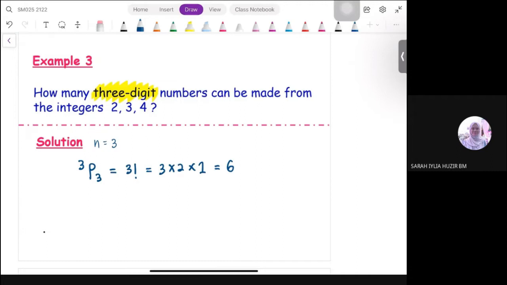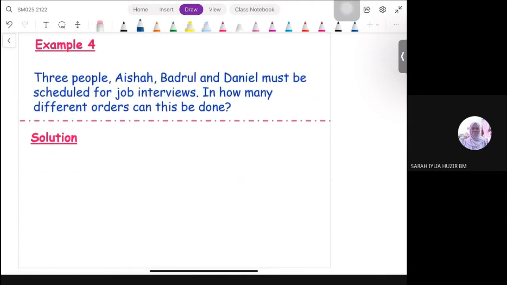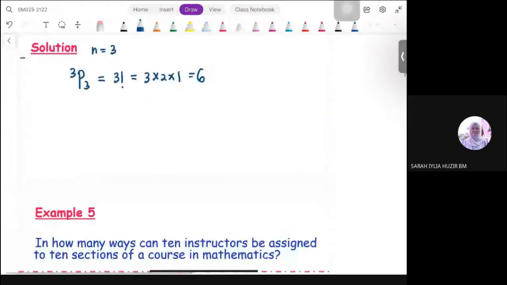Okay, so next one. We have 3 different people, Aisyah, Badrul, and Daniel, who must be scheduled for a job interview. In how many different orders can this be done? So our keyword here is different orders. Means arrangement once again is important. Since we have 3 different people, our n is 3. Means our calculation should be 3P3. Or same as before, we can simplify this as 3 factorial, or using the multiplication technique, this is 3 times 2 times 1. So 6. Okay.